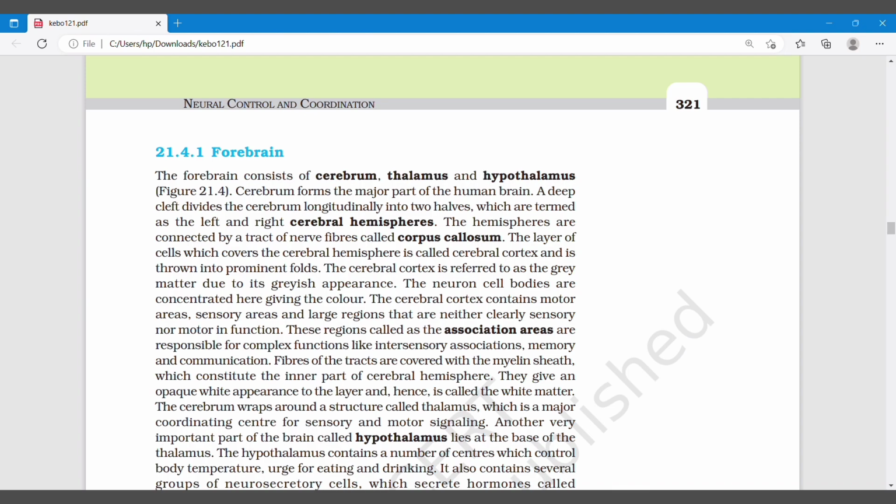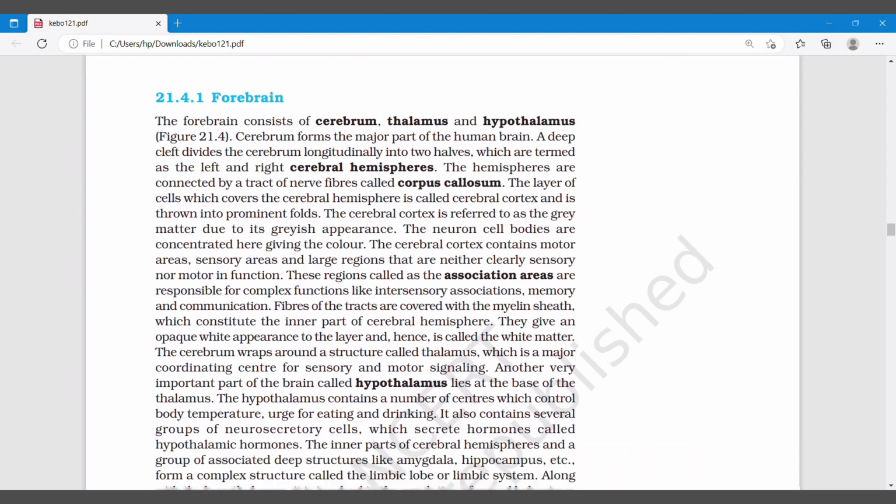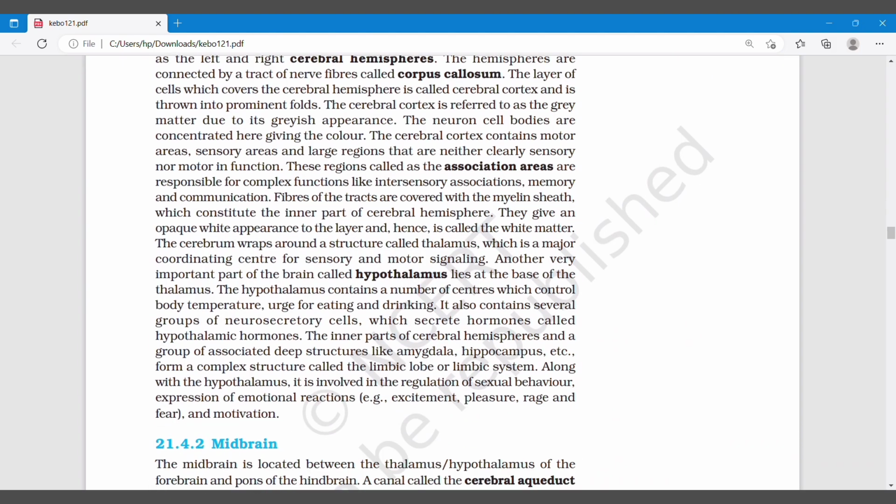The hypothalamus contains a number of centers which control body temperature, urge of eating, and drinking. It also contains several groups of neurosecretory cells which secrete hormones called hypothalamic hormones. The inner parts of the cerebral hemisphere and a group of associated deep structures like amygdala, hippocampus, etc. form a complex structure called the limbic lobe or limbic system. Along with the hypothalamus, it is involved in the regulation of sexual behavior, expression of emotional reactions, that is excitement, pleasure, rage, and fear, and motivation.